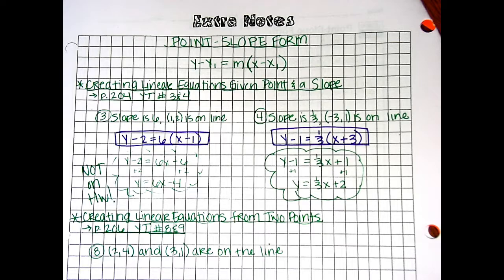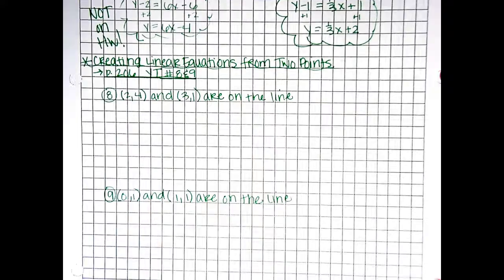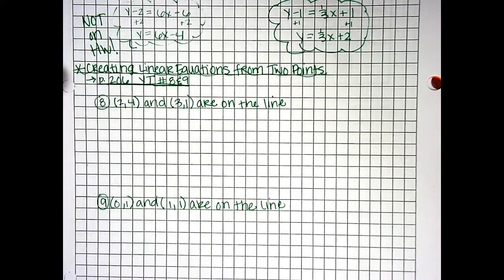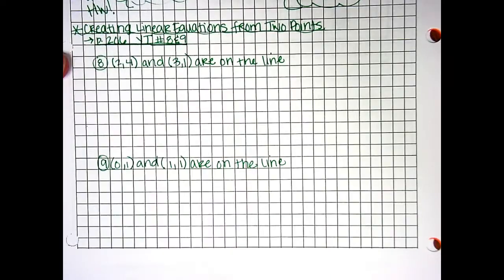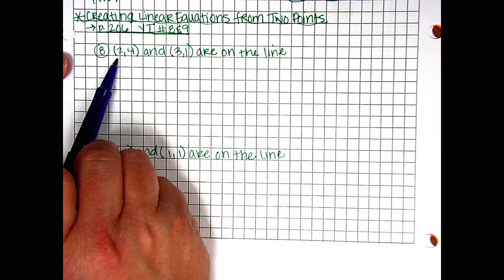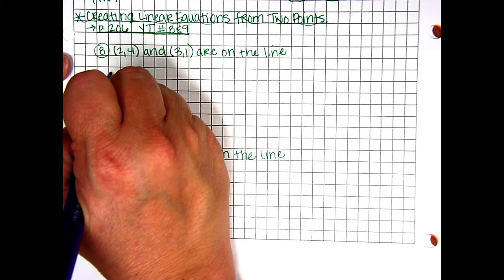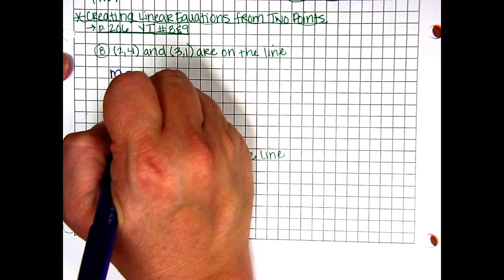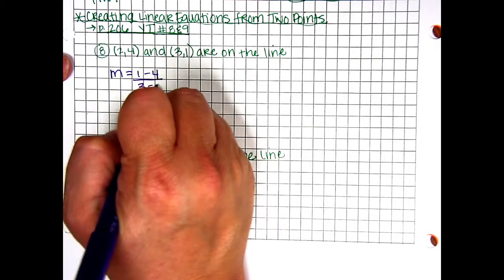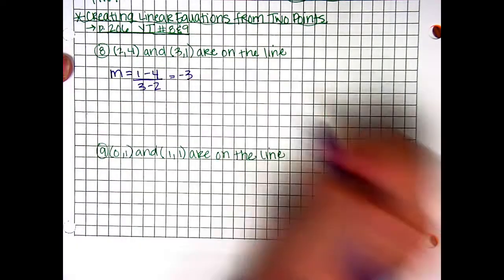The other thing you have to do on your homework is create linear equations from 2 points. And this is just like in 6.1, where you're going to take the 2 points and use them to find the slope first. So number 8 is (2, 4) and (3, 1) are on the line. So m equals 1 minus 4 over 3 minus 2. So my slope is negative 3.